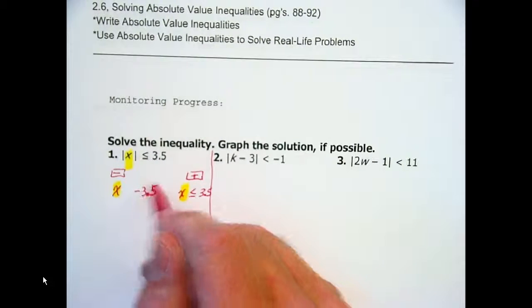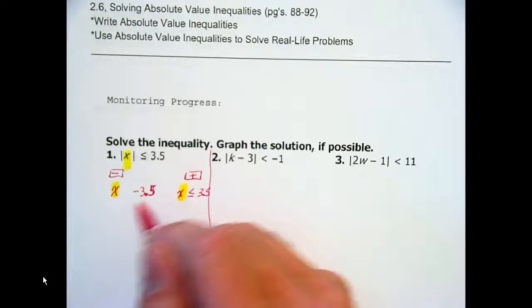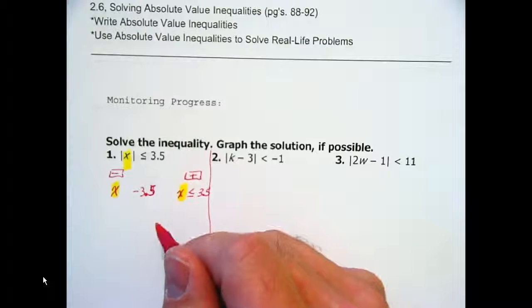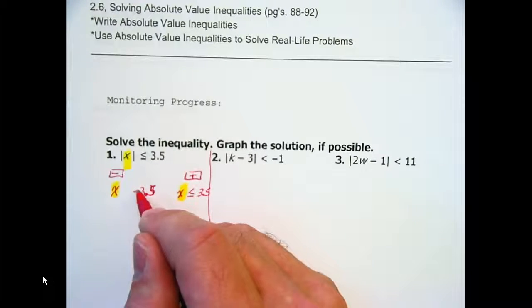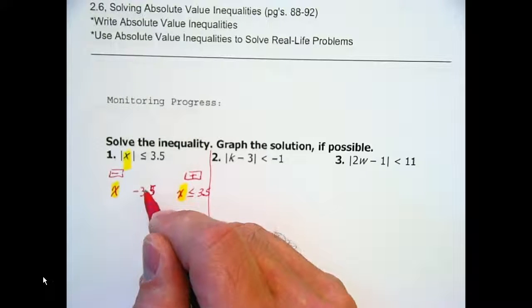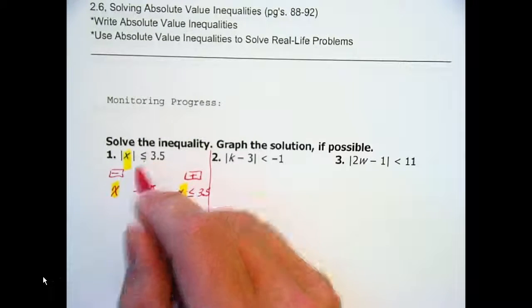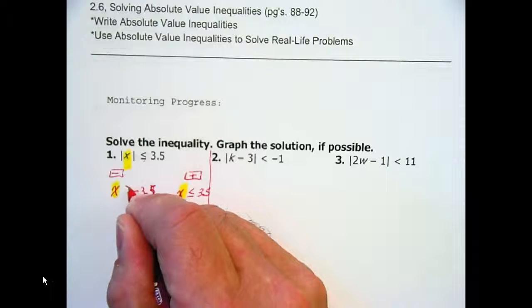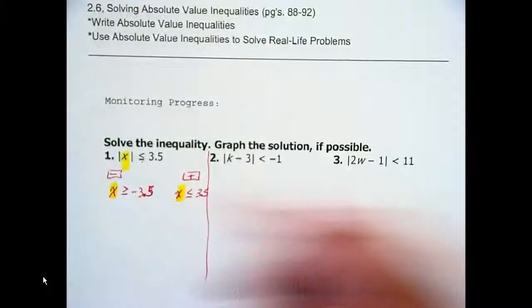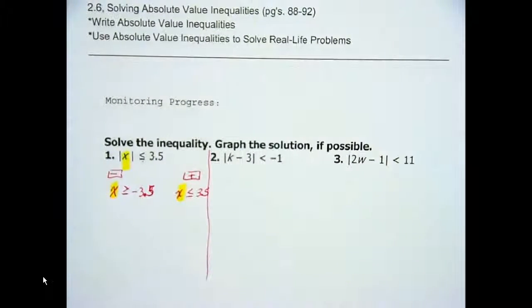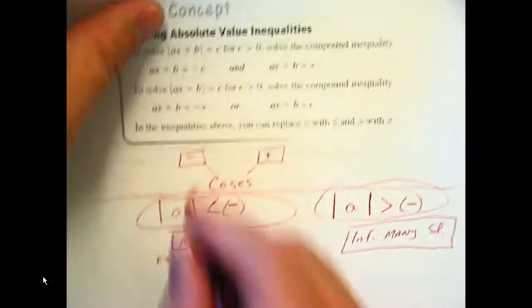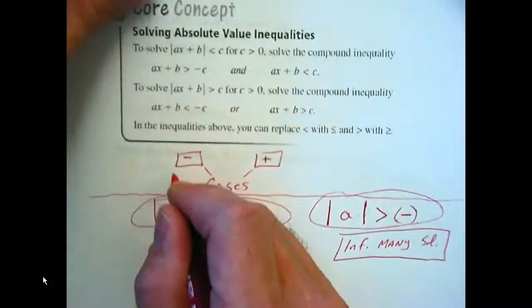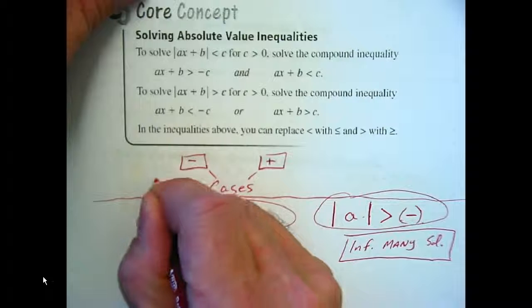However, when I make this negative, it's like multiplying or dividing by a negative 1. What happens when you change the sign here? Yeah, this sign flips. So when you're doing your negative case, you have to flip your sign. If you're taking notes on this, where we wrote all that stuff down a minute ago, you may want to say, on negative cases, my negative case, flip the sign.